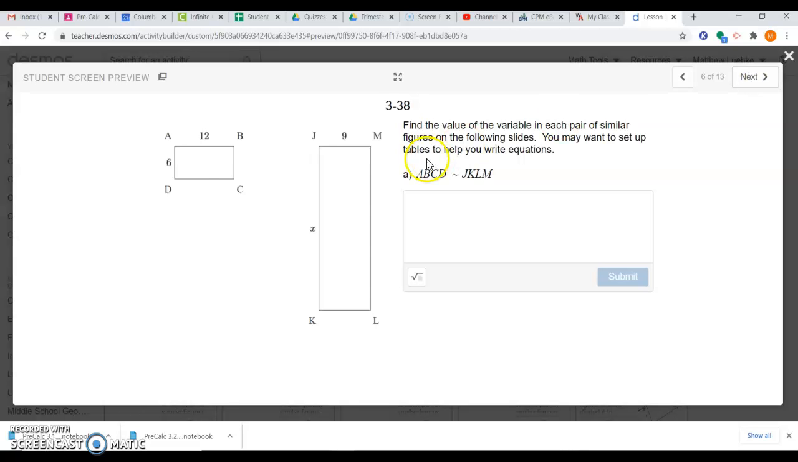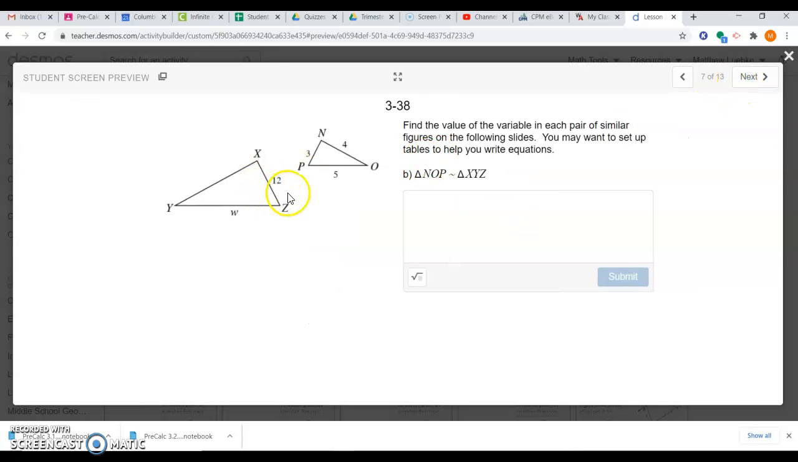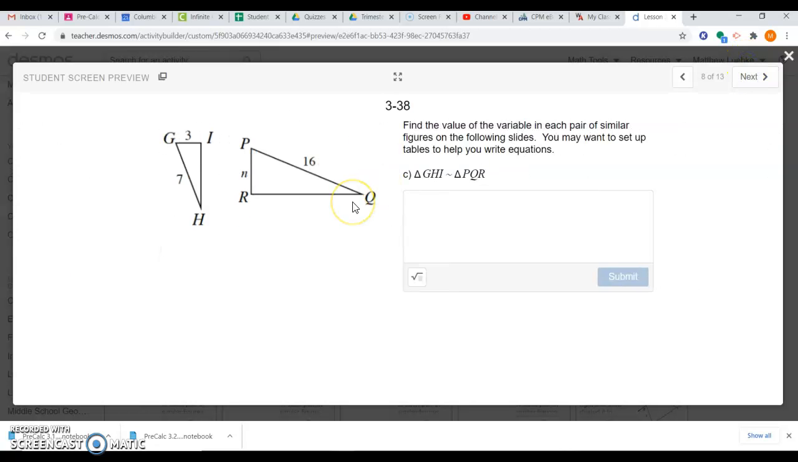Here we have practice, again, figuring out our missing values using similarity. Okay, so you want to set up equivalent ratios and solve for x by cross multiplying, or you want to find the zoom factor by dividing new shape divided by old, and then use the zoom factor to find the missing side or the variable. Okay, and we have this problem that's like that, this problem that's like that, and this problem that's like that, and I think we have one more.